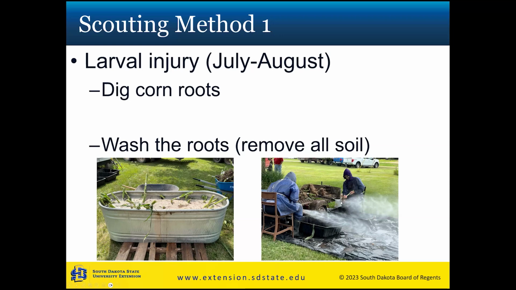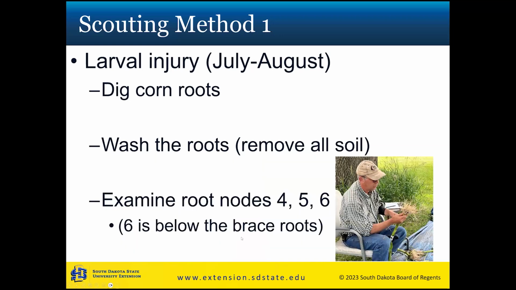We actually use low pressure washes, about the lowest pressure you can find. As you can see in this picture, we actually pressure wash the roots off. That's just to clean them because we're trying to see if we have that root injury. And then the next step is to actually examine the roots. We're looking at nodes 4, 5, and 6.